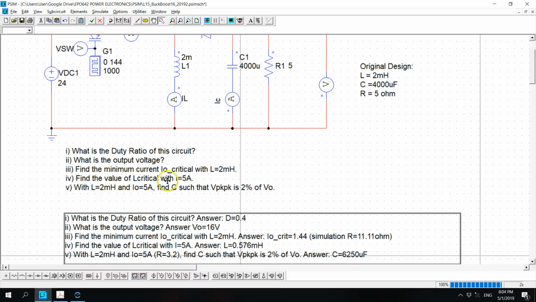Now the converter works as a buck converter in the step down operation. Find the minimum inductor current, find the minimum output current, not critical, with L equals 2 millihenry. So the answer is 1.44 ampere. And the output critical, the minimum output current, is 1.44 ampere.